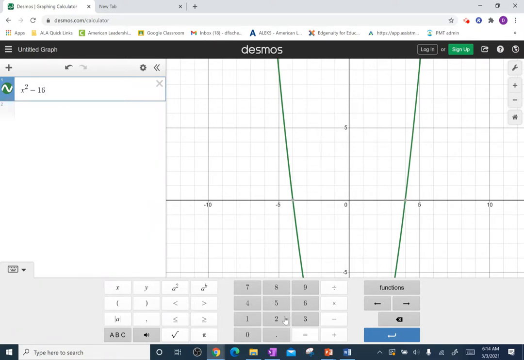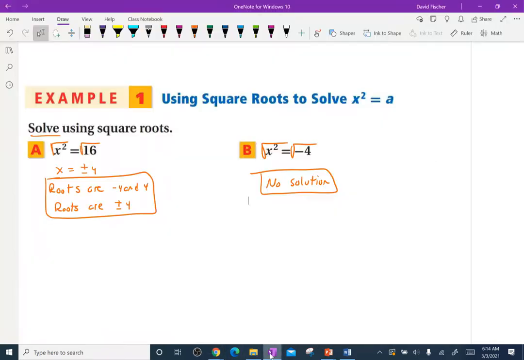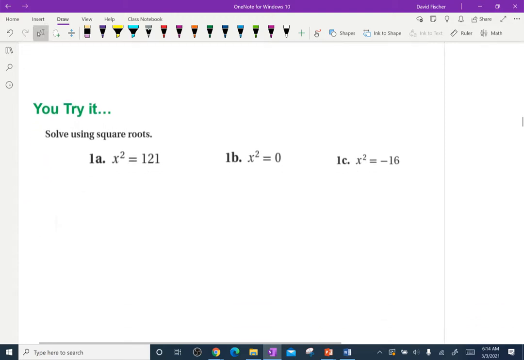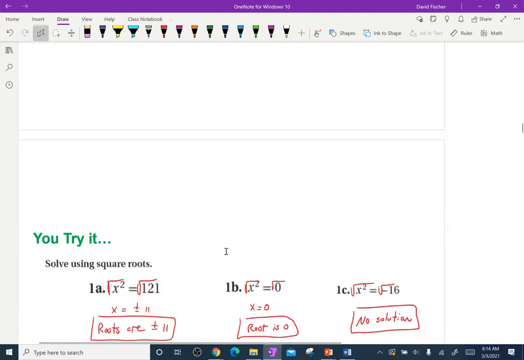All right, let's go back to our paper. Now, do the you try it real quick. And let's see how you did. I think yours says whiteboards by accident. That was what they're doing them on whiteboards in my classroom now. Let's see how you did.